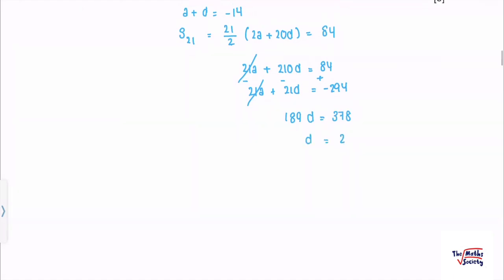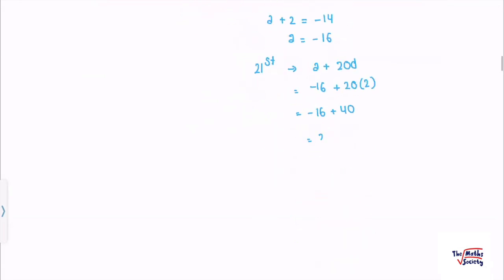So we know that a plus d is equal to minus 14. So a plus d, which is a plus 2, is equal to minus 14, and a is going to equal minus 16. And we find the 21st term. We know that it's a plus 20d. So a was minus 16 plus 20d, d was 2. So it's going to be minus 16 plus 40. So that is 24, and that is your 21st term.